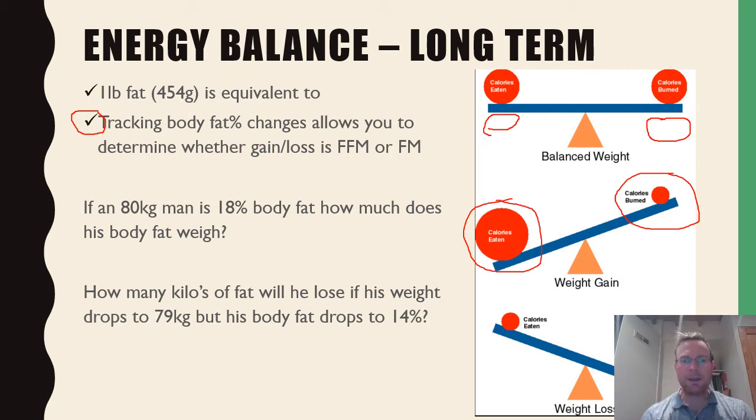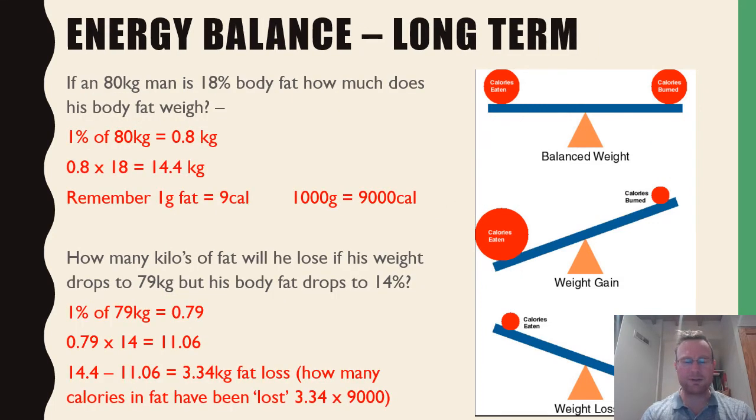So I'm just going to move over to the next page. Should have the answers. There we are. If an 80 kilo man is 18% body fat, how much does his body fat weigh? Well, to calculate it, I've taken 1% of 80 kilos, so that is 0.8 kilograms. Just divide 80 kilos by 100. I then times that by 18. So 0.8 times 18 comes up with 14.4 kilos. So his fat mass is 14.4 kilos.